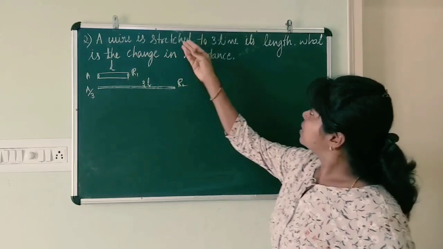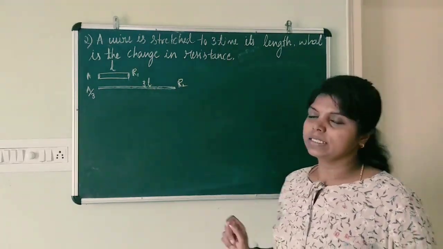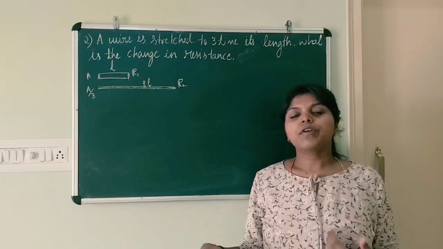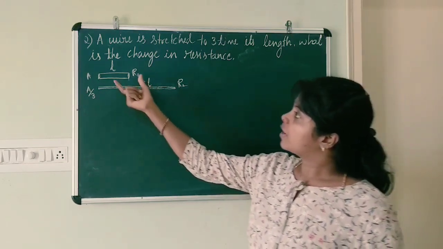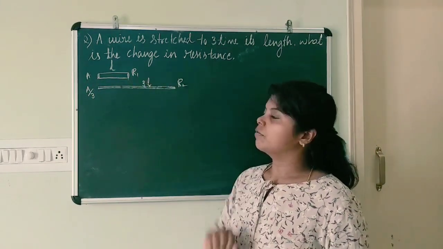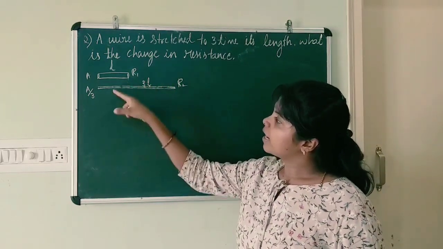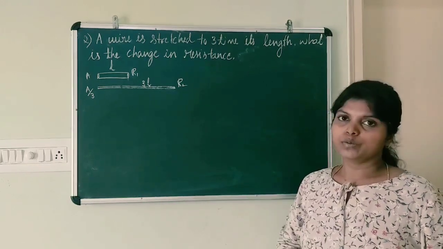A wire is stretched to 3 times its length. What is the change in resistance? If a wire is stretched to 3 times its length, then we have to find a change in resistance. Let us take the length of the wire be L, area of cross section as A, and resistance be R1. The change in length, that is 3L, and area decreases to A by 3, then resistance be R2.